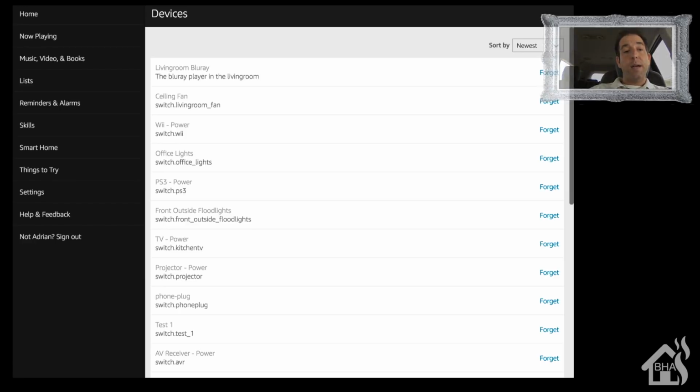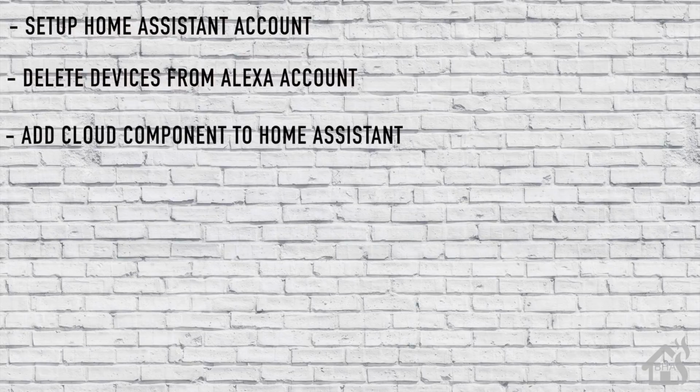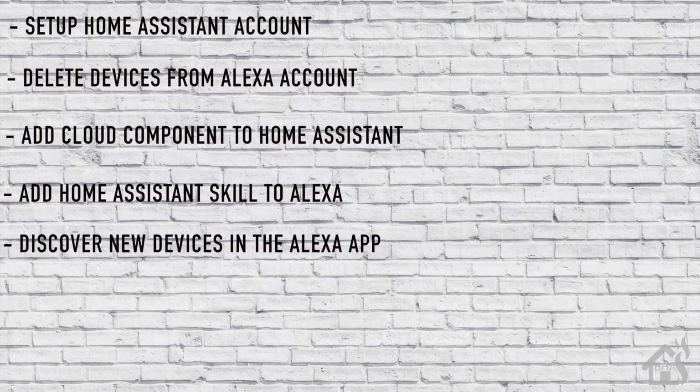That's the end of the video, guys. Let's do a quick run through of everything we covered in this video. We started by setting up our Home Assistant account for the cloud connection. Once we did that, we deleted our current devices in the Alexa app. After we did that, we added the new cloud component into Home Assistant. Once that was done, we went and enabled the new Home Assistant skill in Alexa. Once that was done and synced with Home Assistant, we discovered the new devices in the Alexa app.